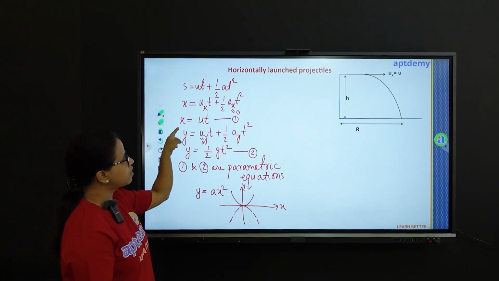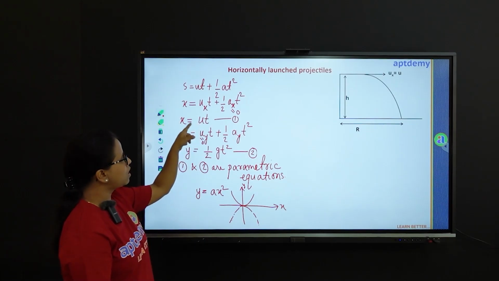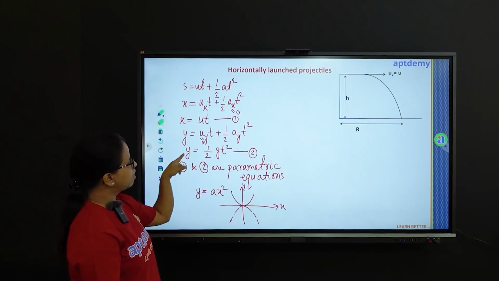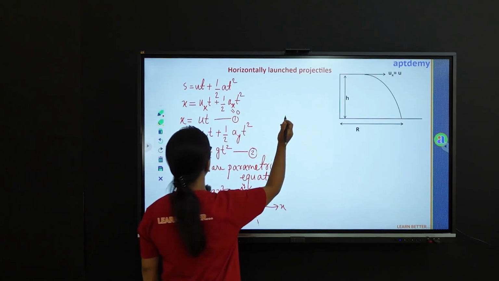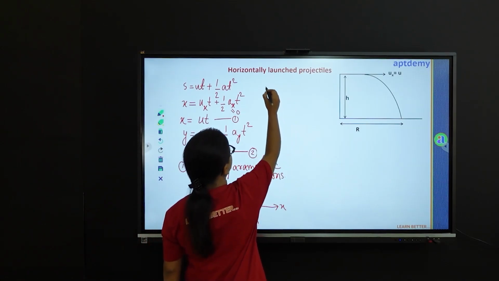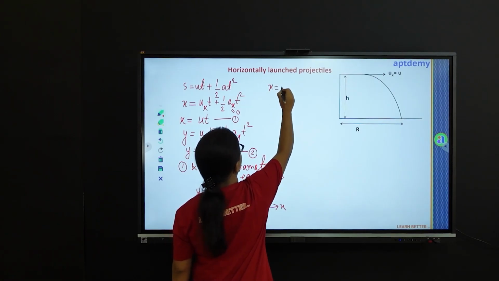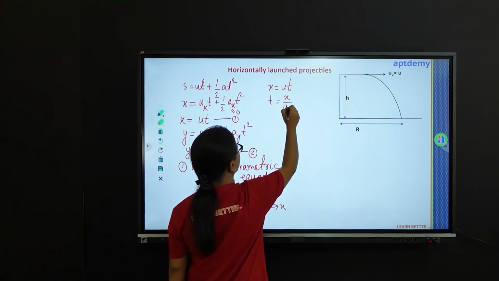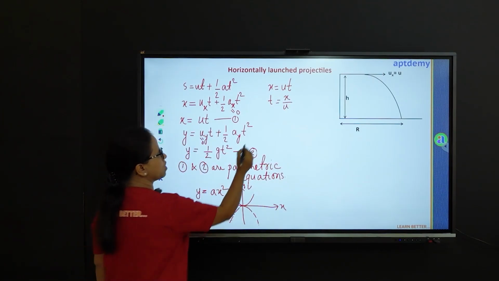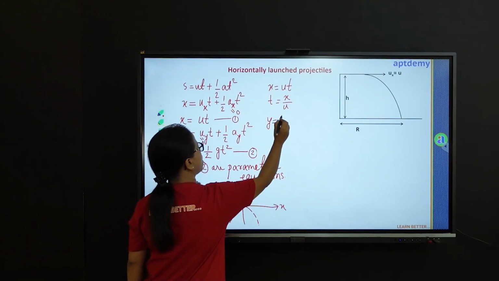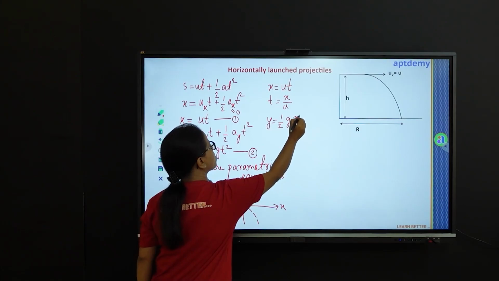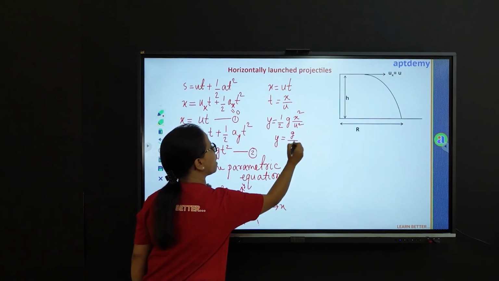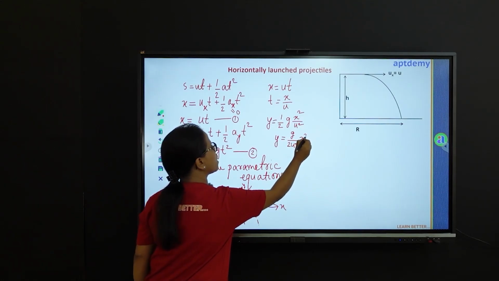For this, from the first equation, we substitute the value of t as x by u, and we substitute this value in the second equation. So, let us try and find an equation for y. We have from the first equation x equals ut, or t will be equal to x by u, and we put this value of t in the second equation. So, we are left with y equals half g x squared upon u squared, or we can see this is g by 2u squared into x squared.